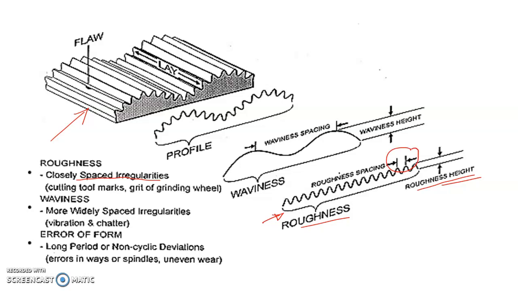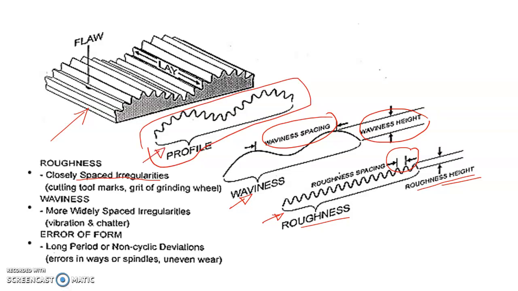Then the next is the widely spaced irregularities, which is known as waviness, and its spacing is known as waviness spacing, and its height is known as the waviness height. If we combine these two, the roughness and waviness, then it will appear like this in this picture, and this is known as the profile of the surface. The direction of the predominant pattern produced on the surface is known as lay, and the scratches or other irregularities appearing on this surface are known as flaws.